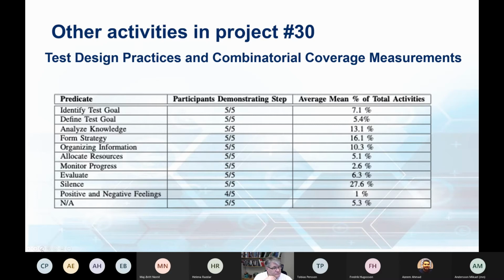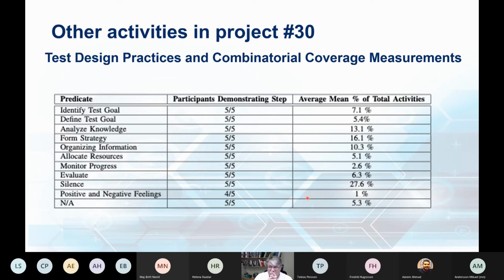Edward and some other people. They have tried to follow how testers actually spend their time when writing test cases, and where they spend the effort. So it's forming strategies, organizing information, identifying test goals, and all these things.